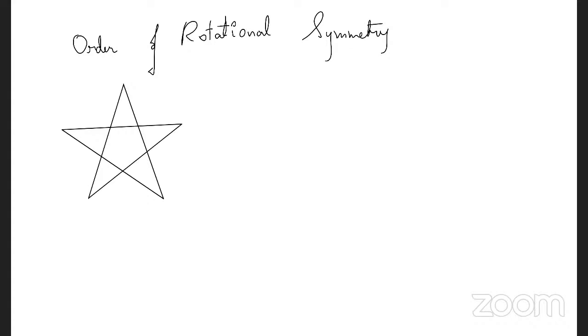Now, when I rotate the star, I can rotate it 5 times so that it will look exactly the same as it does now in its original position. When I rotate it 5 times, that means it has the order of rotational symmetry, or order of symmetry, of 5.